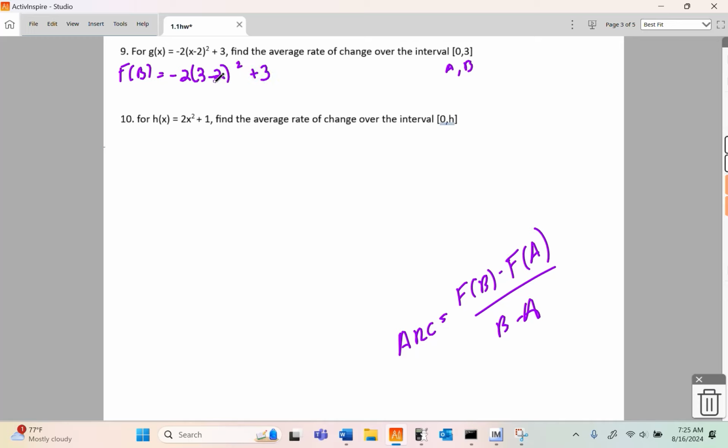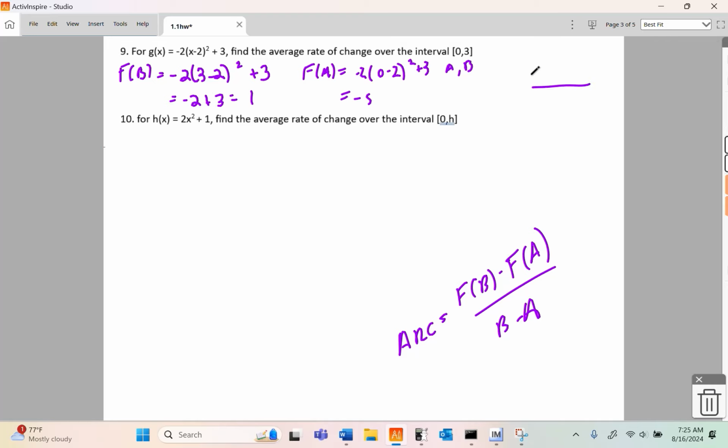I'm going to plug in a 3, because x is 3. A 3 take away 2 is 1. 1 squared is 1. Times the -2 is -2. And -2 plus 3 is 1. Got to find f of a by plugging in a 0. So -2 times 0 minus 2 quantity squared plus 3. This is going to create a -2. A -2 squared is 4 times a -2 is -8. Add 3, I get -5.